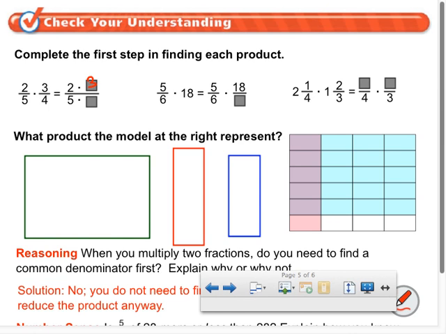Bottom box, 4. Good job. Okay, what goes in this box here in the middle one? 1. Very good, because we have 18 here. That means this has to be 18 over 1. Okay? This one didn't change.